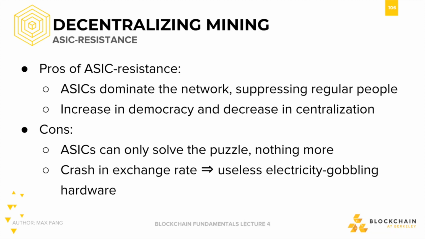So the pros of ASIC resistance: otherwise ASICs dominate the network and suppress regular people, which is not worded in a way that sounds like a pro, but it increases democracy and decreases centralization, because if your average person can buy an ASIC, then you can still participate in this network. The cons being that ASICs can only solve a puzzle, and other than that, they're pretty useless pieces of hardware. Again, if the Bitcoin price tanked, all those ASICs would suddenly become has-been hardware that was once really expensive to buy, but now has lost its worth. Okay. Any questions about this?